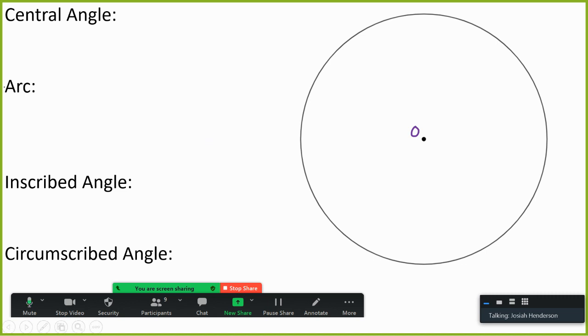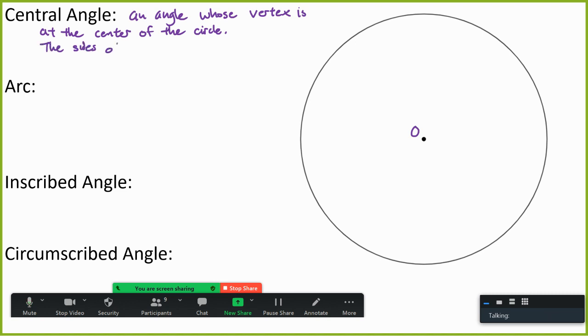So a central angle, let's start with the one at the top. This is an angle whose vertex is at the center of the circle. An angle whose vertex is at the center. Also, it's worth pointing out that the sides of this angle are radii. So I'm going to add that next. The sides are radii. That just means two radius. Radii. The sides are radii.